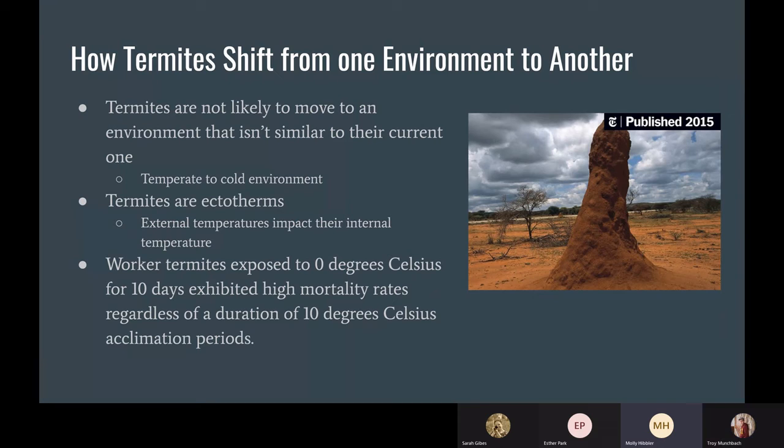So termites are not likely to move from an environment that isn't similar to their current one. They are ectotherms, therefore external factors will impact their internal temperatures. If the weather surpasses the abilities of the mound to keep them warm, then the termites will die. According to a study on the low temperature effects on survival of the eastern subterranean termite, it was found that worker termites exposed to 0 degrees Celsius for 10 days exhibited high mortality rates regardless of a duration of 10 degrees Celsius acclimation periods.